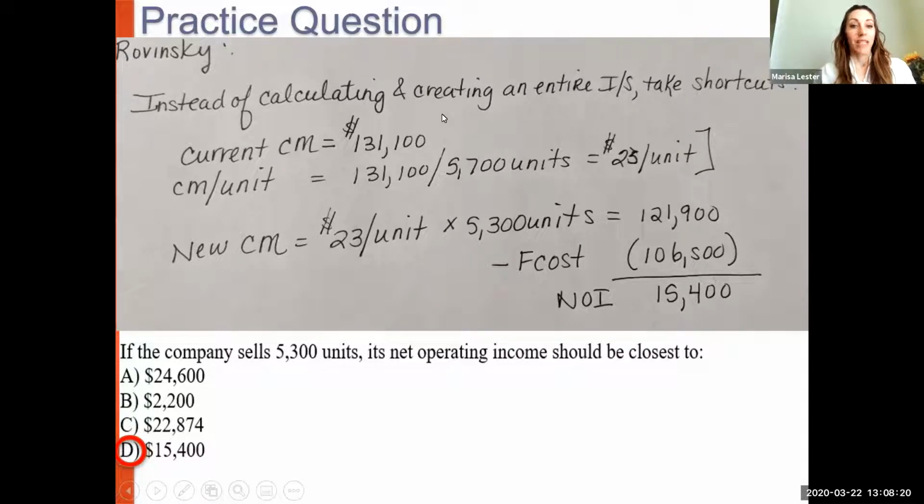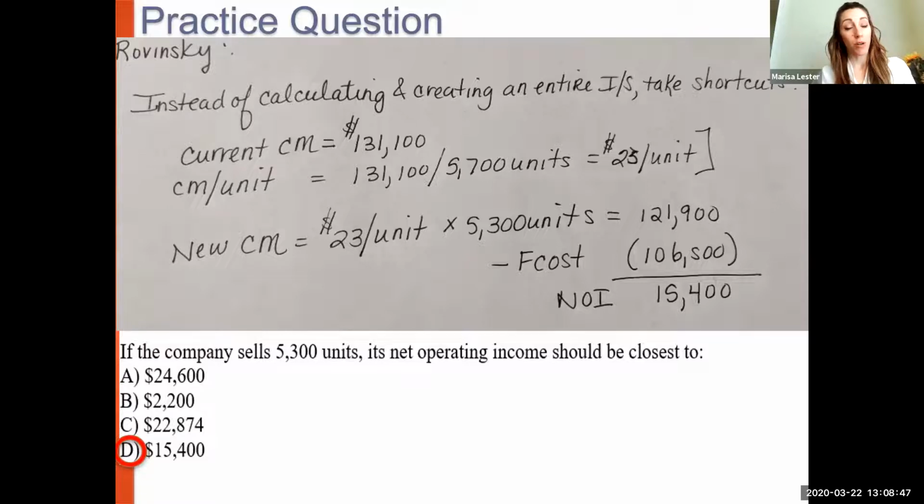But instead of recreating an entire income statement, I can take some shortcuts, right? So my current contribution margin at 5,700 units is $131,100. My contribution margin per unit, if I take $131,100 divided by 5,700 units, is $23 per unit. I'm not changing my sales price, right? There's no mention of that.